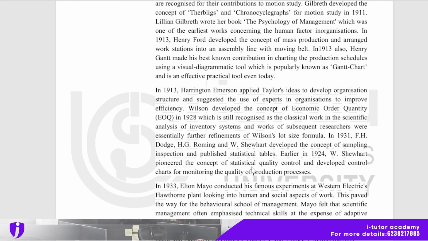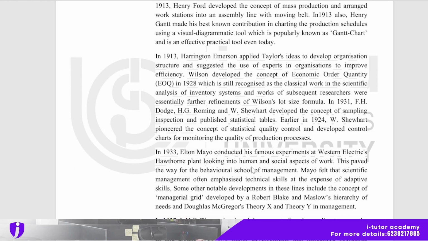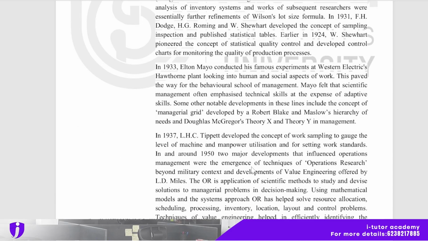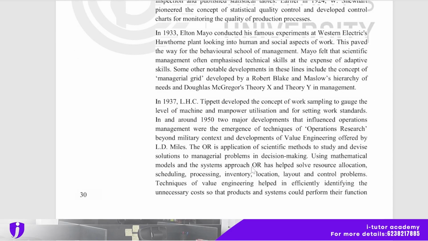In 1930, Harrington Emerson applied Taylor's ideas to develop organization structure and suggested the use of experts in organization to improve efficiency. So like that, this is the history. In 1933, Elton Mayo conducted his famous experiment at Western Electric's Hawthorne plant looking into the human and social aspects of work. In 1937, L.H.C. Tippett developed the concept of work sampling to gauge the level of machine and manpower utilization and for setting work standards.